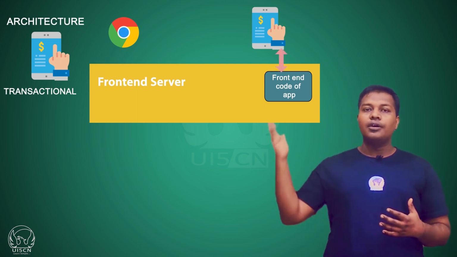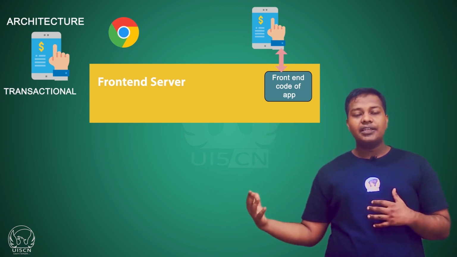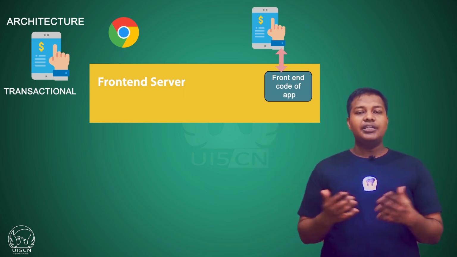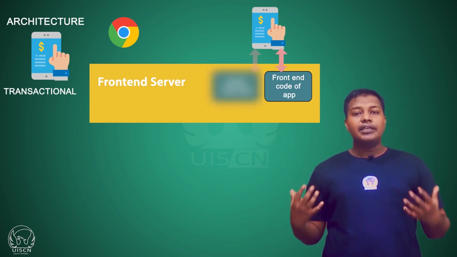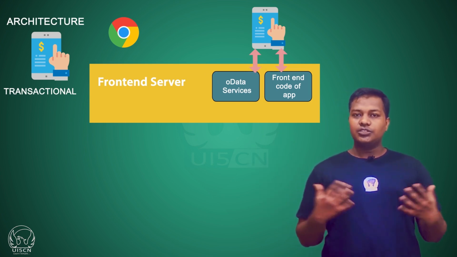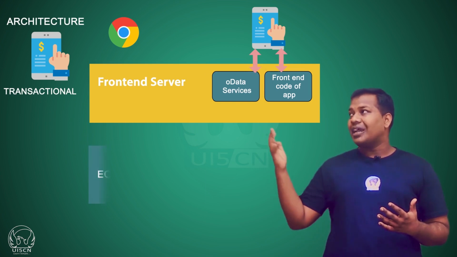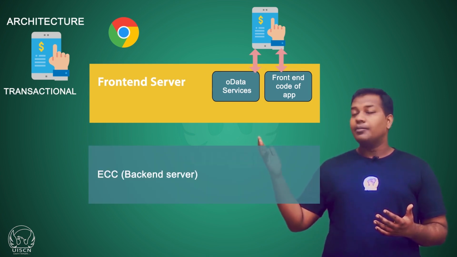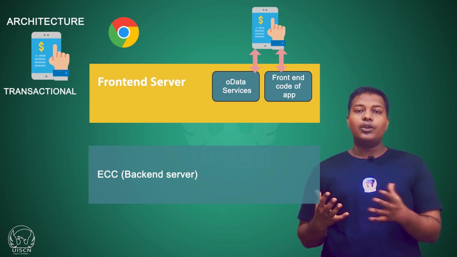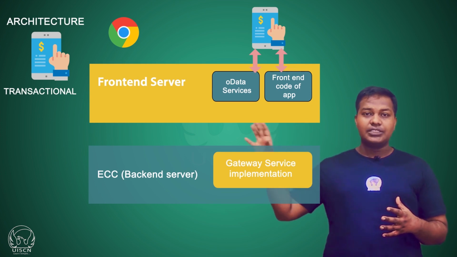So first of all, the front-end server will be giving you the code of the BSP application, and then if you need any data, you will again tell your front-end server, okay, give me the data related to my particular user time card. Then the front-end server will communicate with your backend server, and the backend will be your ECC system, where you have your backend OData services implemented.